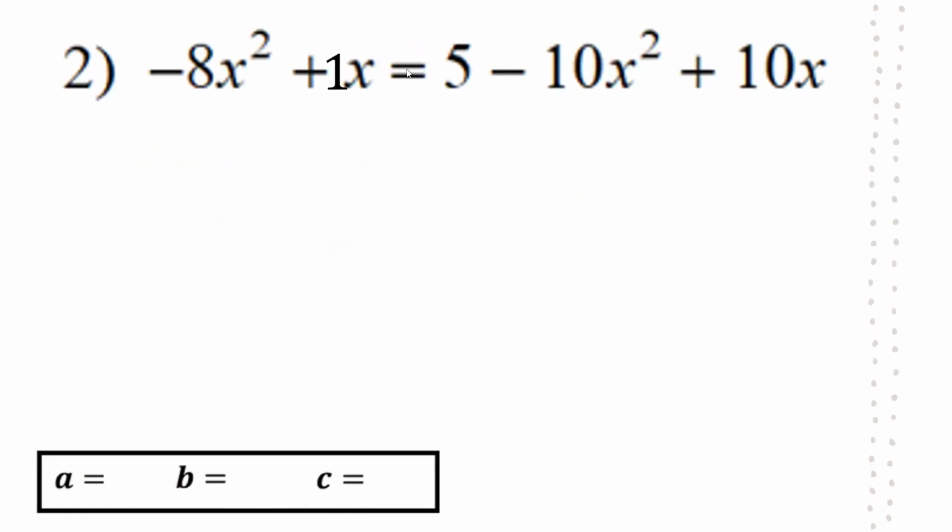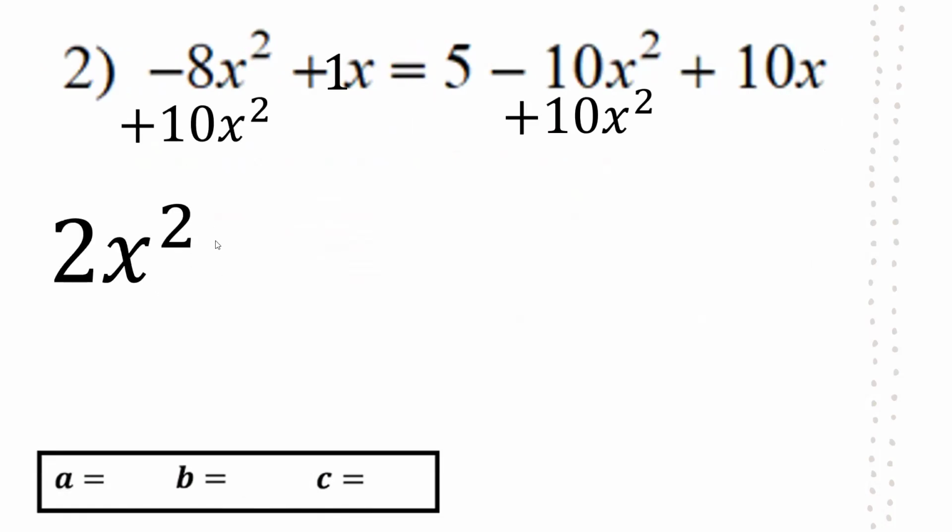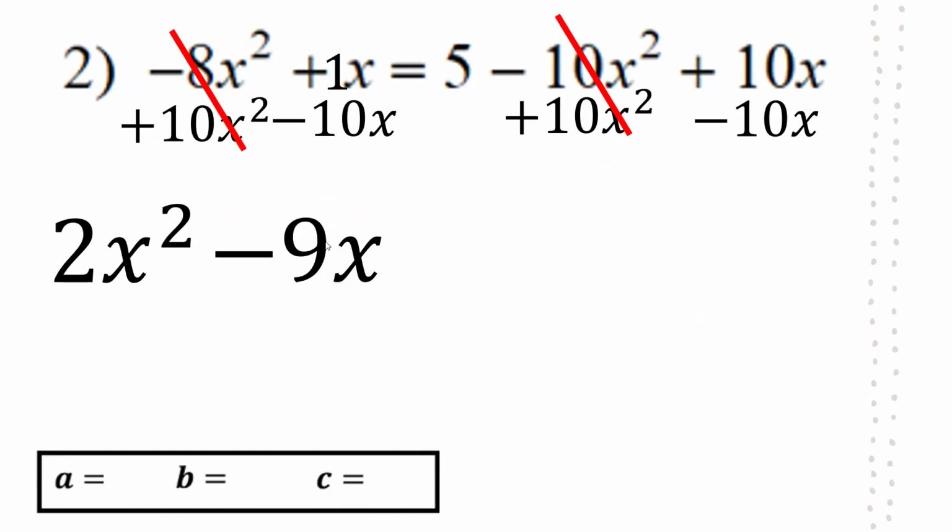On the right side of the equal sign, which is right here, negative 10x squared, so we're going to add it. It's the opposite, so I'm going to put it underneath. Negative 8 plus 10, we have 2x squared. Cross them out. X is over here. I got a positive 10x. To get rid of that, I'm going to subtract. Subtract 10x. Subtract 10x. 1 minus 10 is negative 9x.